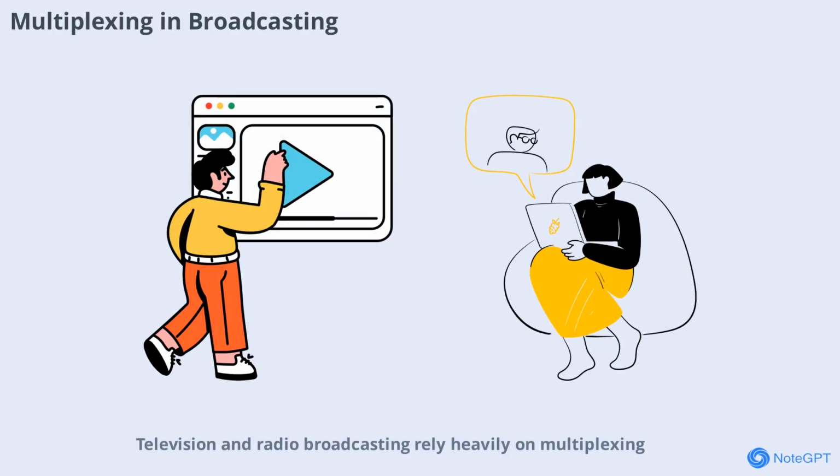Television and radio broadcasting rely heavily on multiplexing. FDM is used to transmit multiple channels over the same frequency spectrum, allowing viewers and listeners to choose from a variety of programs. Digital broadcasting has introduced new multiplexing techniques, further increasing the number of channels and improving quality. Multiplexing ensures efficient use of the broadcast spectrum and delivers diverse content to audiences.